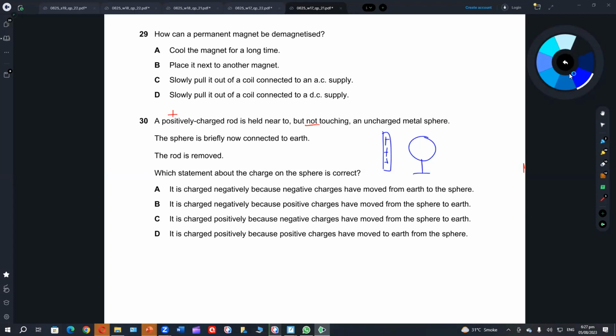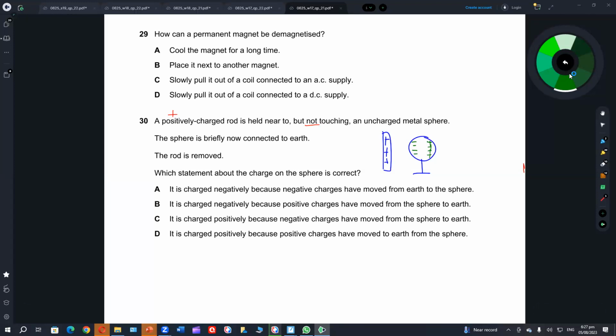Do you think plus and minus split over? Plus and minus split over, yes. The sphere is then briefly connected to Earth, and the rod is removed. So minus and plus split over like this. Is it right? Minus and plus split, yes, electrostatic induction.